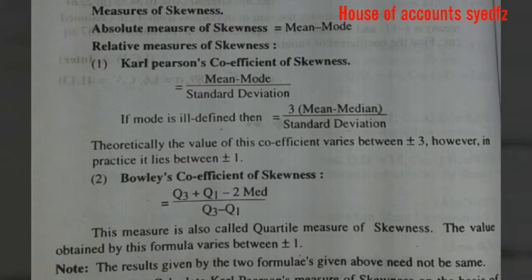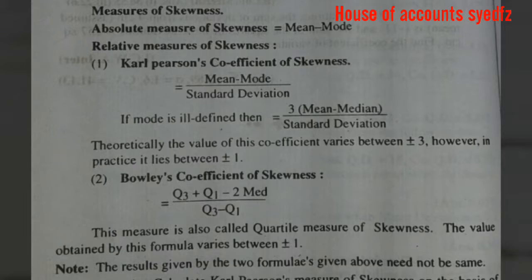But mean, mode and standard deviation formulas change according to the series: individual series, discrete series and continuous series. We have to check which series we are calculating, and change the mean, mode and standard deviation formulas accordingly. Then after calculating mean, mode and standard deviation, we put all the answers into the Karl Pearson coefficient of skewness formula, mean minus mode divided by standard deviation.